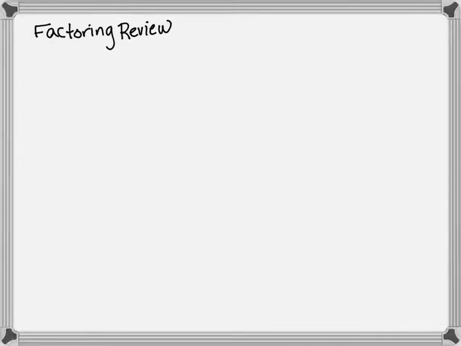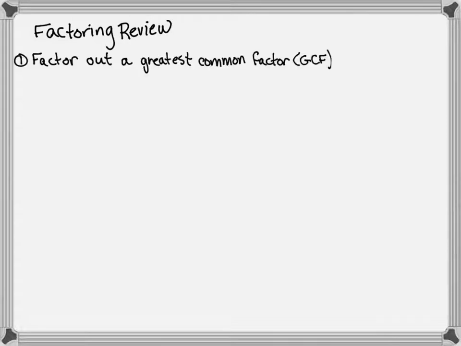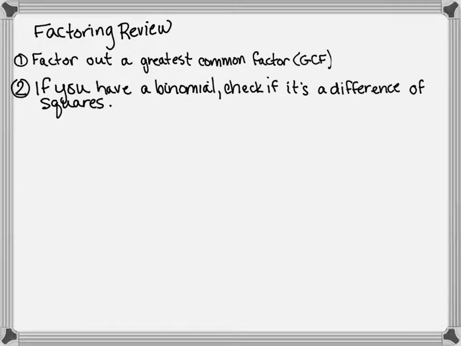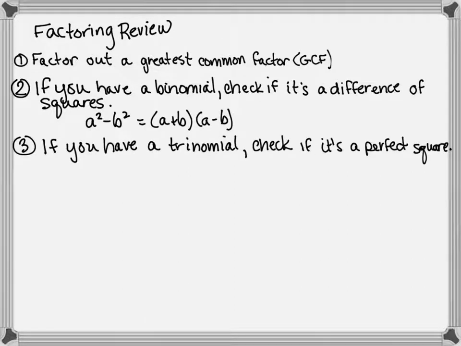We are going to continue our factoring review. So last time we looked at the general steps that you would take in factoring and different methods. For example, always checking to see if you could factor out a greatest common factor first. We talked about if you have a binomial, check if it's a difference of squares. If you have a trinomial, check if it's a perfect square.